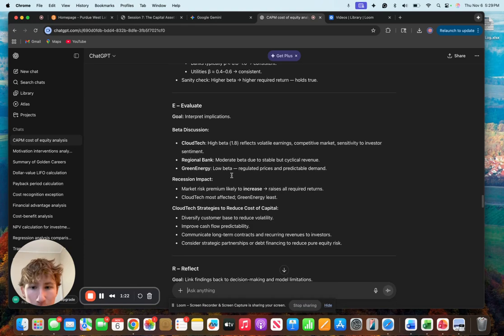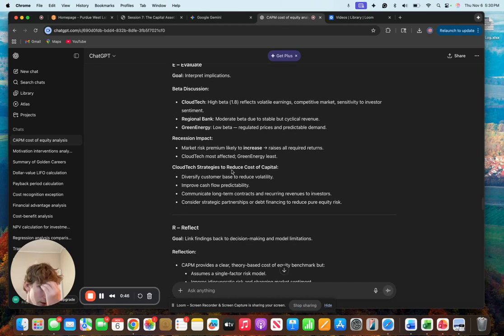Let's move on to E, evaluate. Cloud tech has a high beta, 1.8, which reflects volatile earnings and a competitive market, and is sensitive to investor sentiment. The regional bank has a moderate beta due to stable but cyclical revenue, and green energy has a low beta, which means it has regulated prices and predictable demand. For the recession impact, market risk premium is likely to increase, which raises all required returns. Cloud tech is most affected by this, and green energy is least.